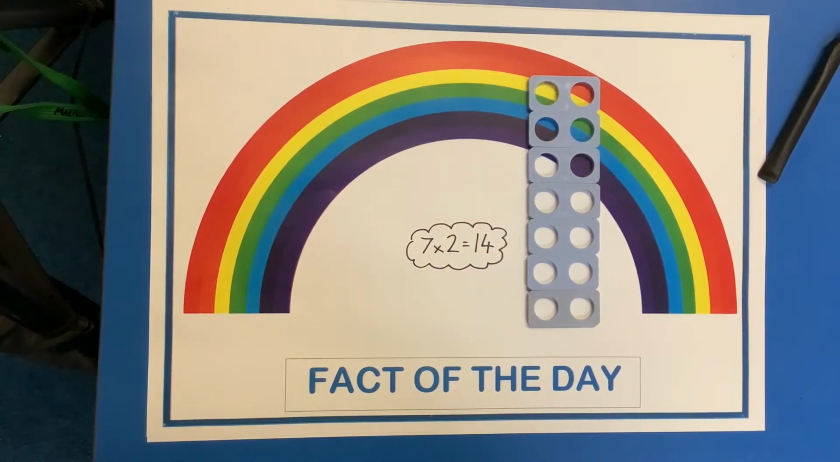Okay, Year 3, so we're going to try something slightly different today for our fact of the day. I've given you the fact 7 times 2 equals 14, and I've proved that's the case using the Numicon. But now I'm going to give you 7 truths and 7 fibs. Can you spot which of my number sentences are true and which ones are fibs?